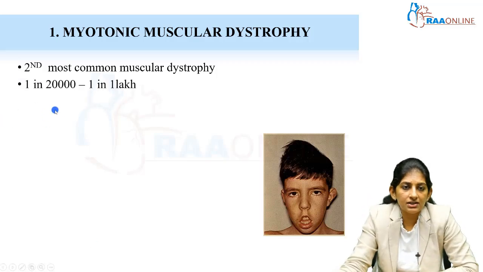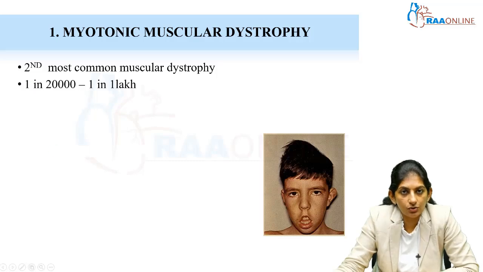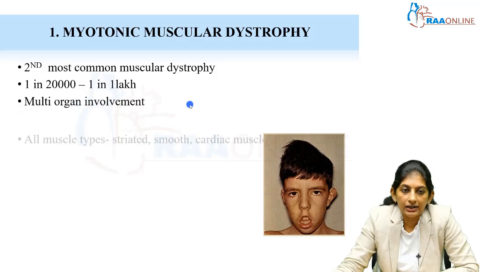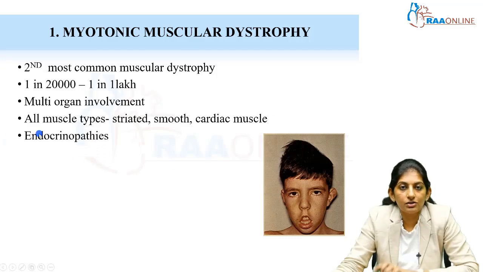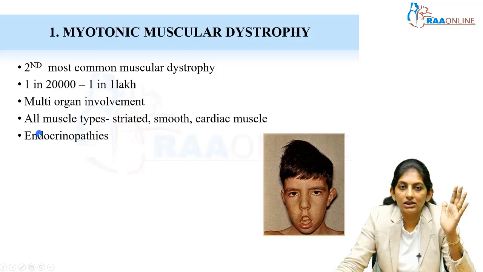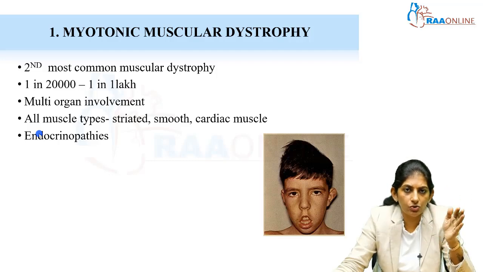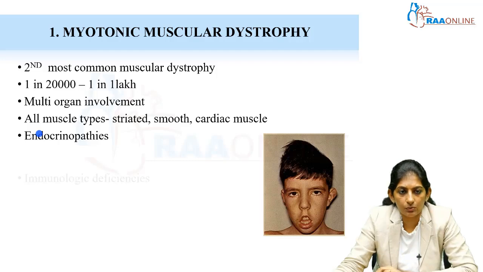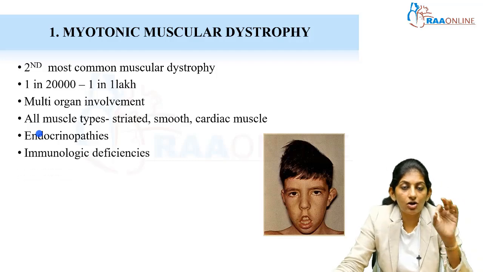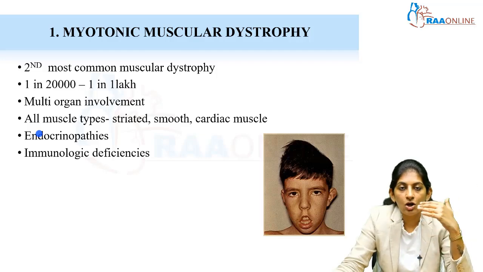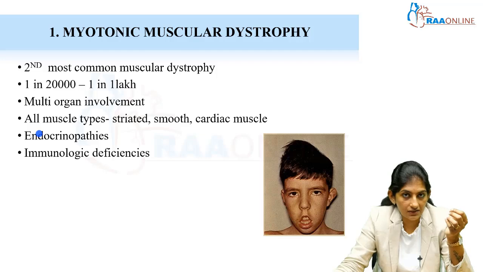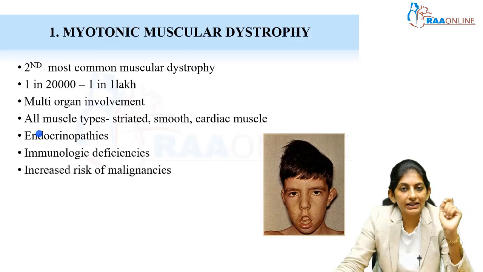The incidence is around 1 in 20,000 to 1 in 1 lakh. This is a global prevalence, which is different in different parts of the world. All the types of muscles are involved: striated, smooth and cardiac muscle. Very importantly, endocrinopathies, not just one endocrinopathy, but 3 to 4 endocrinopathies are associated with myotonic muscular dystrophy, which I will be discussing in a moment. Next is immunological deficiencies. These children are known to have hypogammaglobulinemia, that is pan-hypogammaglobulinemia, or at least decreased IgG levels. So that's important, and they have an increased risk of malignancy.